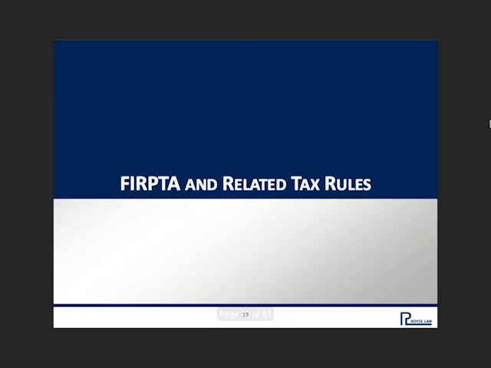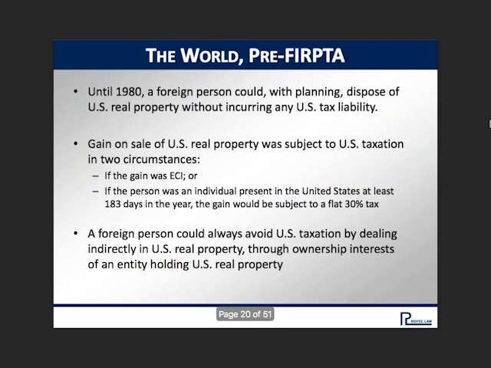So now I will move on to the FIRPTA and related tax rules, which are the tax rules that apply specifically to foreign investment in U.S. real property. So before FIRPTA, long ago in a magical age, a foreign person could, with the right amount of planning, dispose of their U.S. real property without incurring any U.S. tax liability. There would be some ways that they could fall into the U.S. tax system, but by investing through an entity, by and large, it was optional for a foreign investor to pay U.S. tax on their U.S. real property. Now, Congress didn't like this.